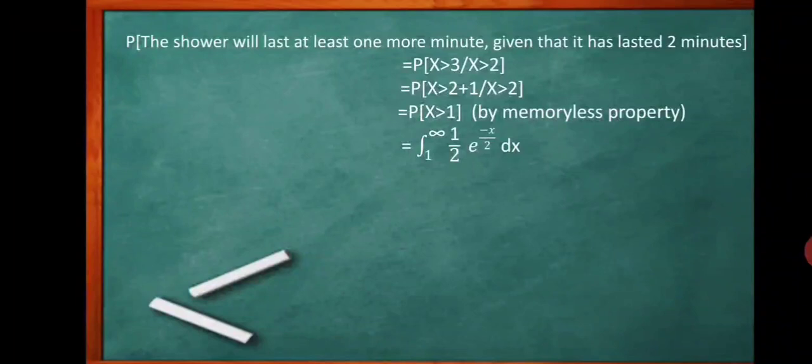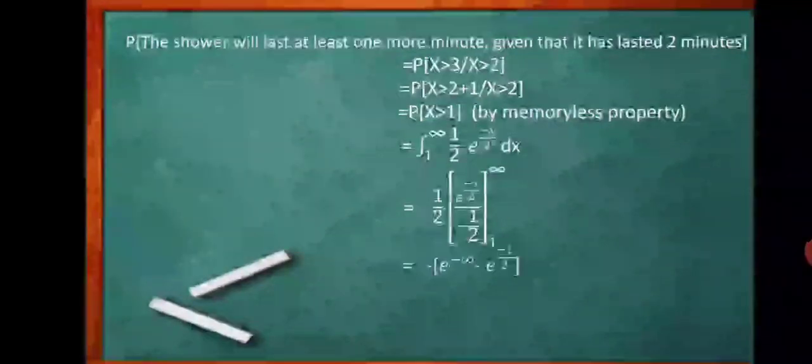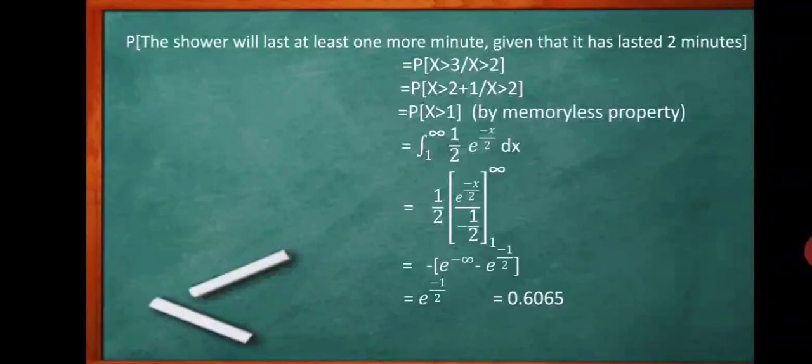So, start with the lower limit 1 to infinity, 1 by 2 e power minus x by 2 into dx. Now, take this 1 by 2 outside, integrate e power minus x by 2, we get the answer 1 by 2 into e power minus x by 2 divided by minus 1 by 2. So, lower limit is 1, upper limit is infinity. So, the final answer is e power minus 1 by 2, because e power minus infinity value is 0 and in between a minus is there, before also a minus is there, minus into minus becomes plus. So, we get the answer e power minus 1 by 2, that value is 0.6065.